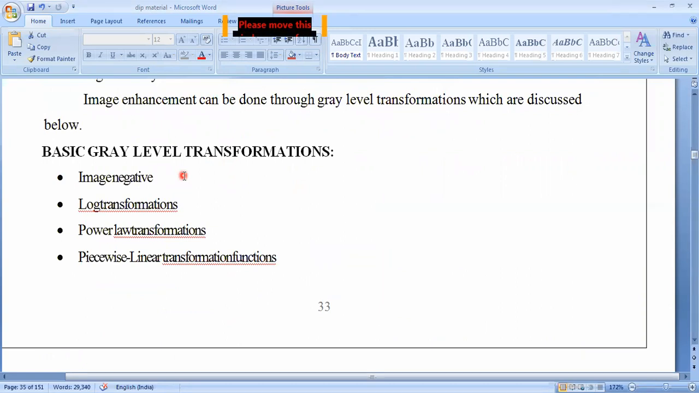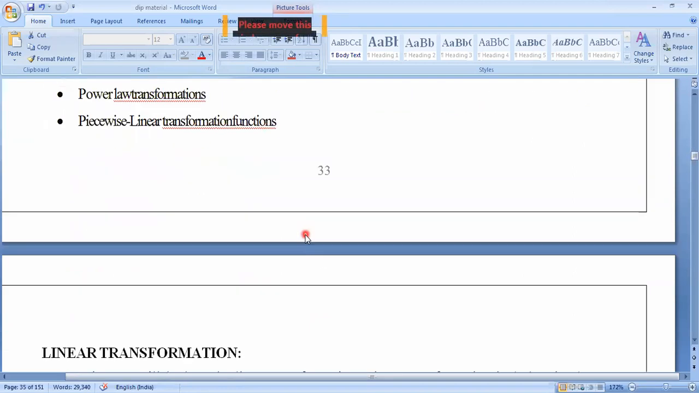In these gray level transformations, the first one is image negative. Next, the log transformation, the logarithmic one. Next one is power law transformations. Next one is piecewise linear transformations. We will see them one by one.